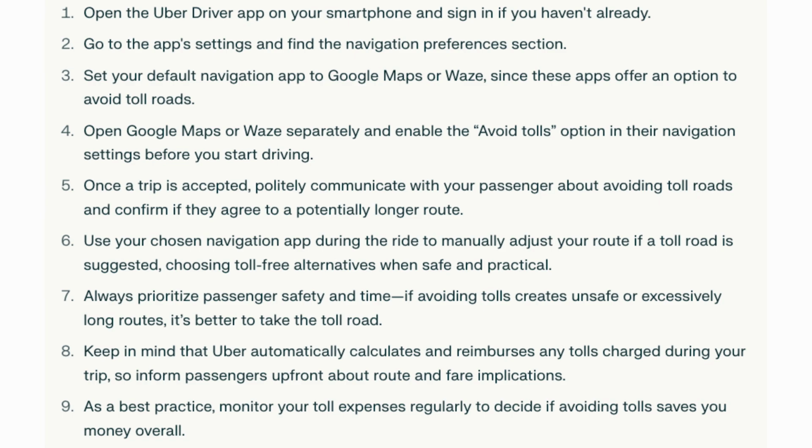Once a trip is accepted, politely communicate with your passenger about avoiding toll roads and confirm if they agree to potentially a longer route. Use your chosen navigation app during the ride to manually adjust your route if a toll is suggested, choosing toll-free alternatives when safe and practical.